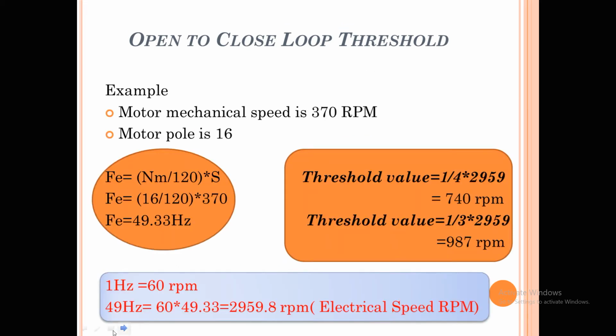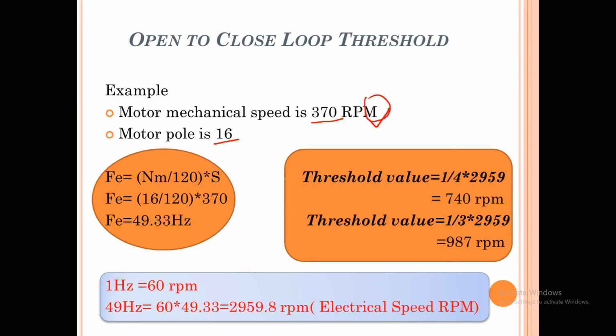So let's take some example. This is a very interesting one, please try to understand this part. Let's take the example of some motor which has 370 RPM. This is the mechanical RPM, so it's rotating, which means in 1 minute it will rotate 370 times. And we have selected a motor which has 16 poles. So we just need to find what is the electrical frequency of this particular motor.